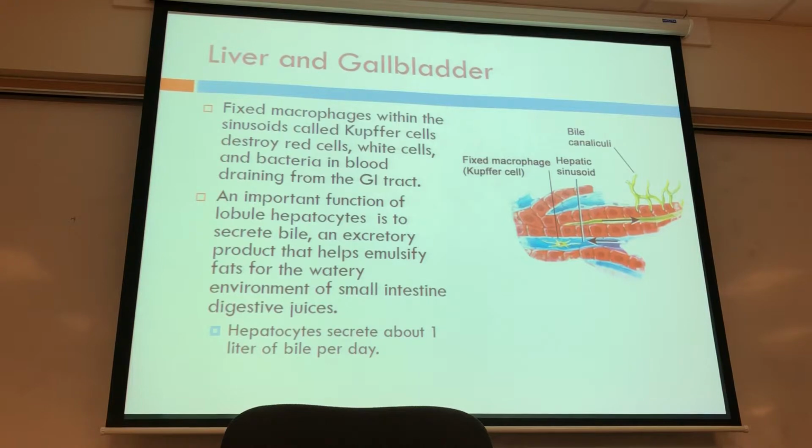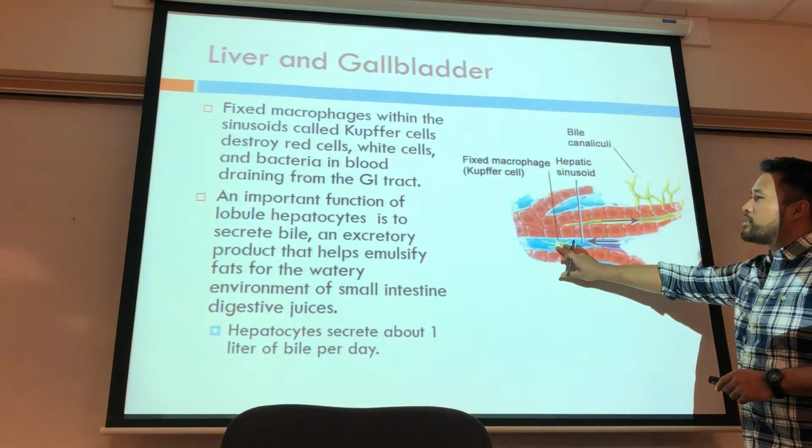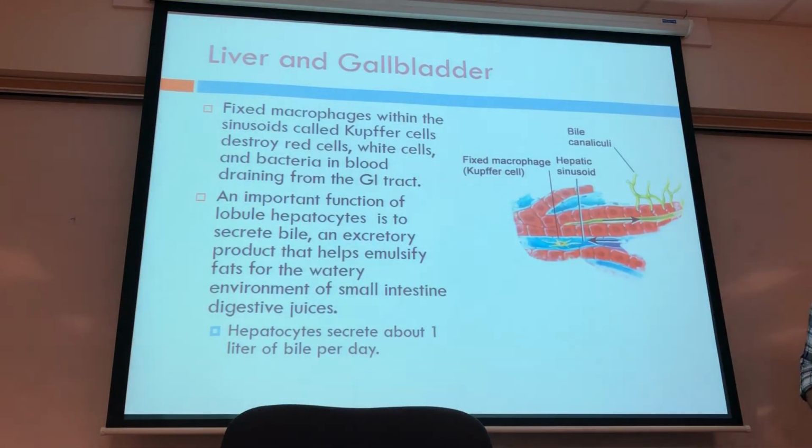The other thing I want to look at are the other cells besides the hepatocytes. We also have fixed macrophages called Kupffer cells. And Kupffer cells, their purpose is basically to filter out any red blood cells, white cells, and any bacteria within the blood. So macrophages help basically clean up that blood.